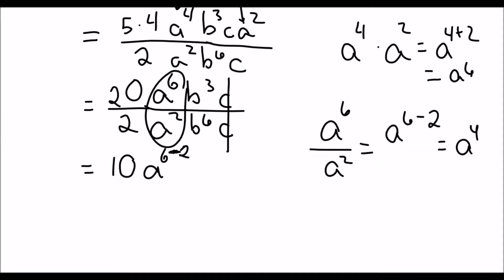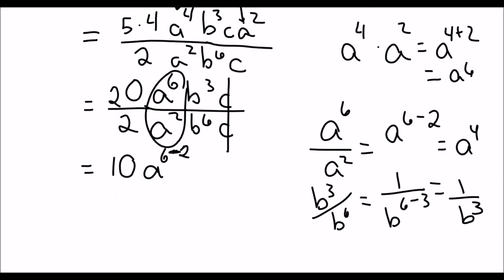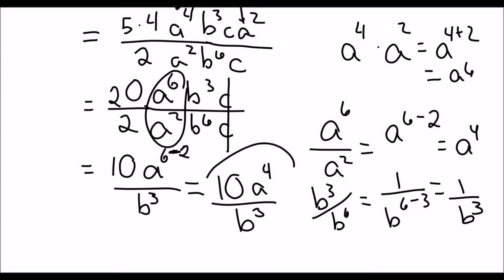And then we also have b cubed over b to the 6th. I like to work with positive exponents, I don't know about you guys. So instead of bringing the 6 up to the 3, I'm going to bring the 3 down to the 6. So we're going to have 1 over b to the 6th minus 3, because we can move our exponents around, and when we bring them to the other side of the division bar, they turn negative. So b to the 6th minus 3 equals 1 over b cubed. We could put that in here, over b cubed. And when we simplify this down farther, we have 10a to the 4th over b cubed. And that is our answer.